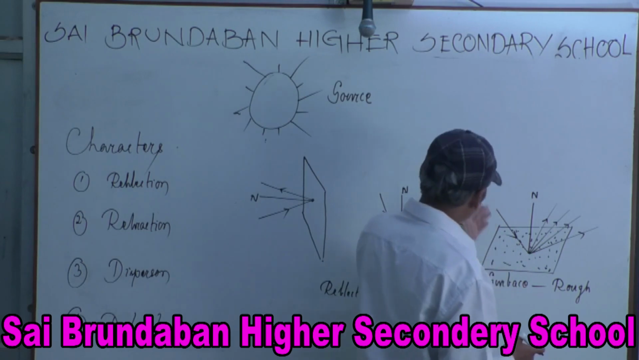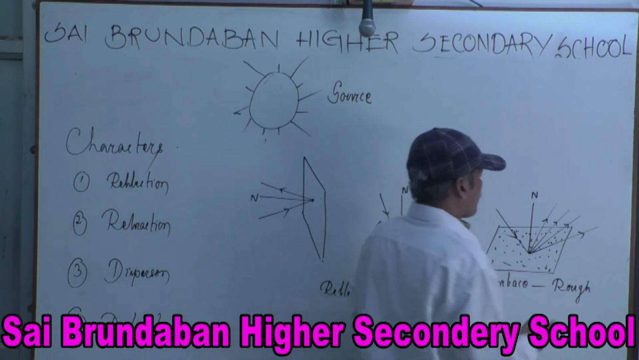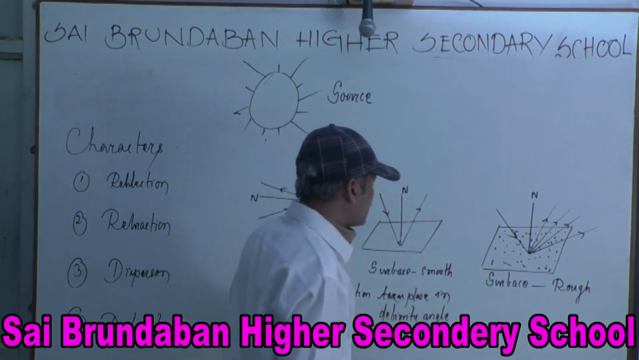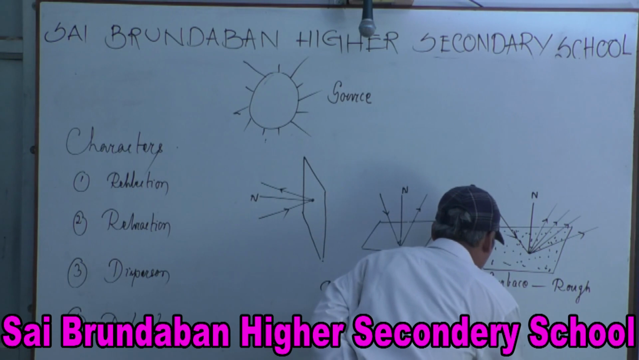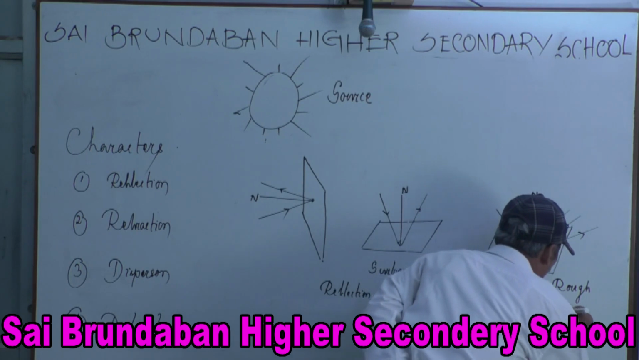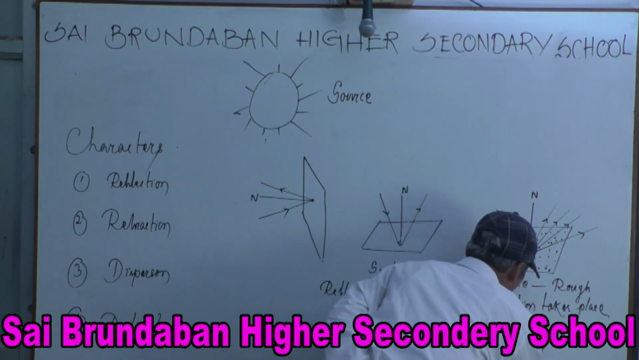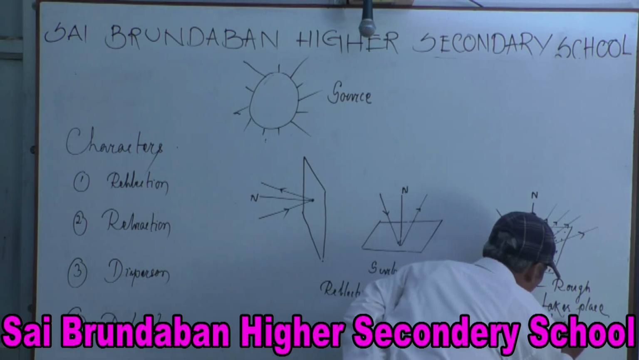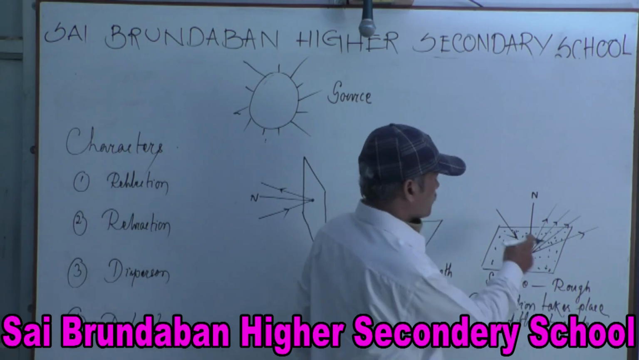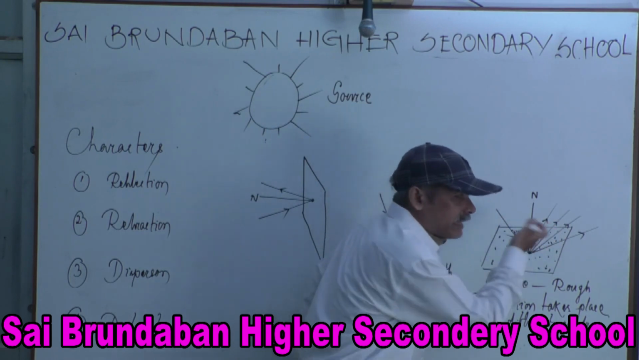But in this case, a ray strikes the surface and is reflected at different angles. Reflection takes place at different angles. Very important thing you just see: one incident ray, but there are 4 reflected rays.